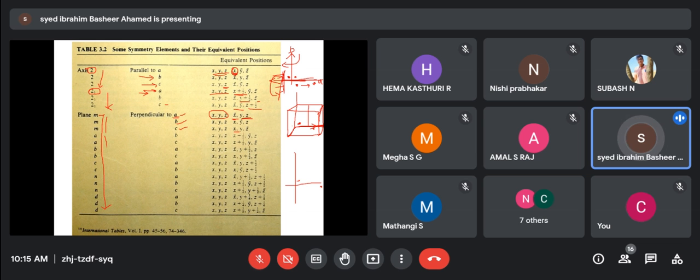Suppose it is a glide plane. Glide plane means you will have a mirror plane perpendicular, and then you will have a translation. That is what the glide plane is, right? So a glide which is perpendicular to the B axis. Here you can see the normal coordinate X, Y, Z. Okay, and then what do you have?